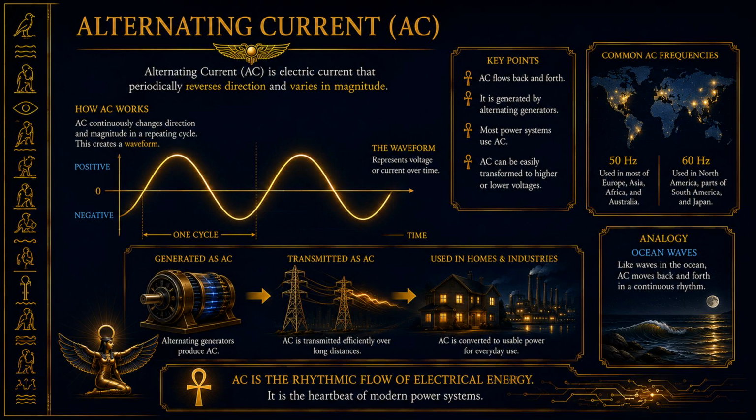Alternating current periodically reverses direction while maintaining continuous energy transfer. This property makes AC highly efficient for long-distance electrical transmission and explains why it powers homes, industries, and modern infrastructure.